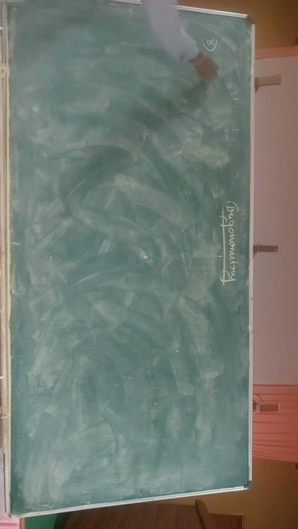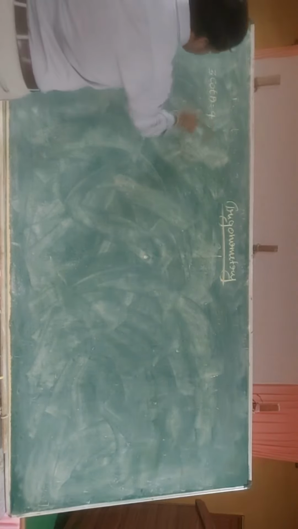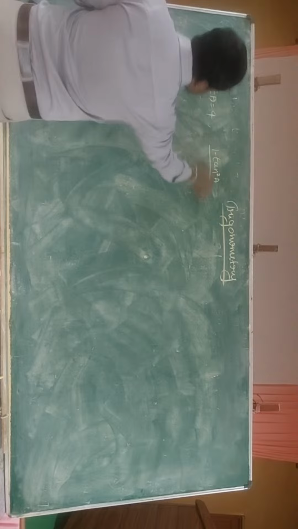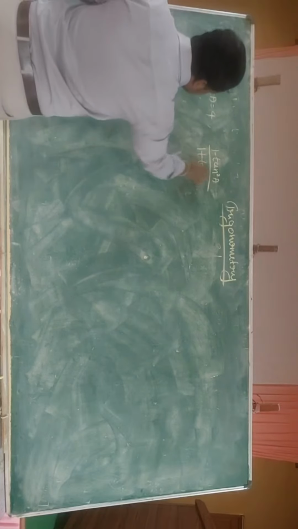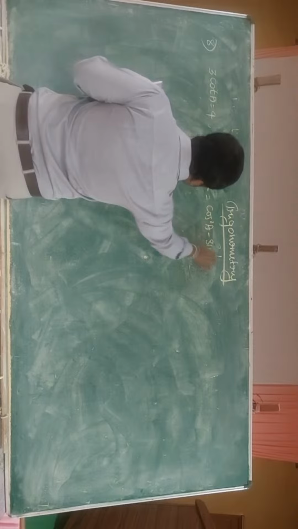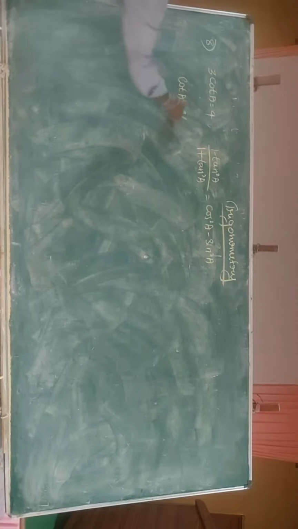If 3 times cot A is equal to 4, check whether (1 minus tan square A) divided by (1 plus tan square A) is equal to cos square A minus sin square A or not. That is the question. See, what is given here? Cot A is equal to 4 upon 3.